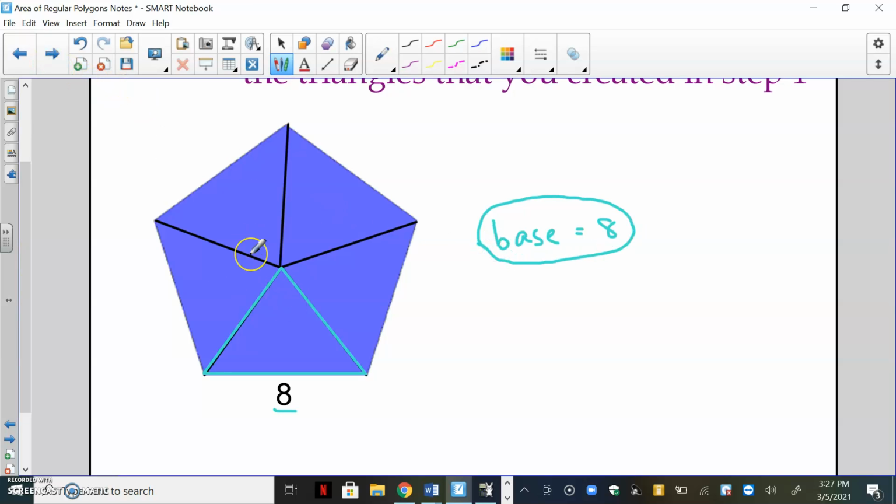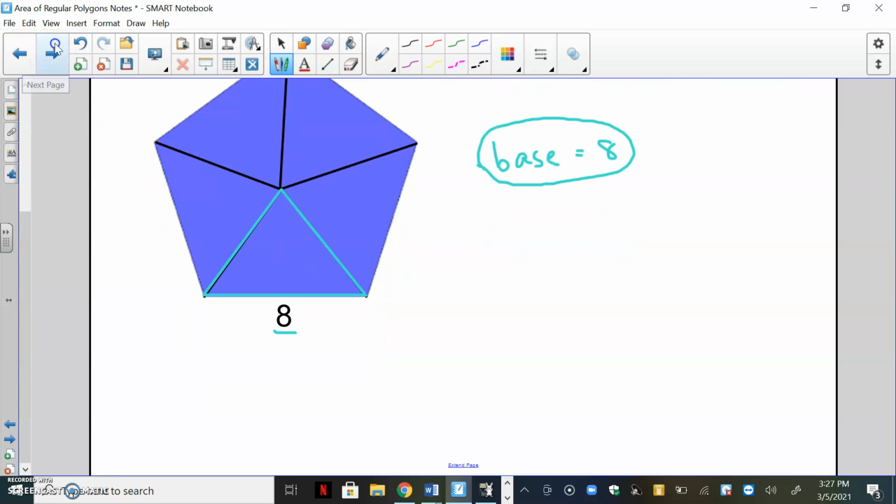Alright, and all these little pieces that we're finding, we're going to need them later on, so this is where you've got to keep track of all your information.